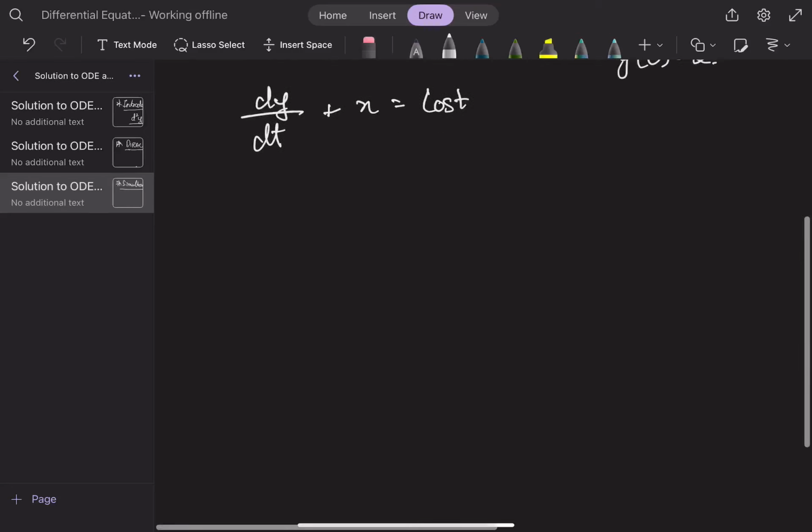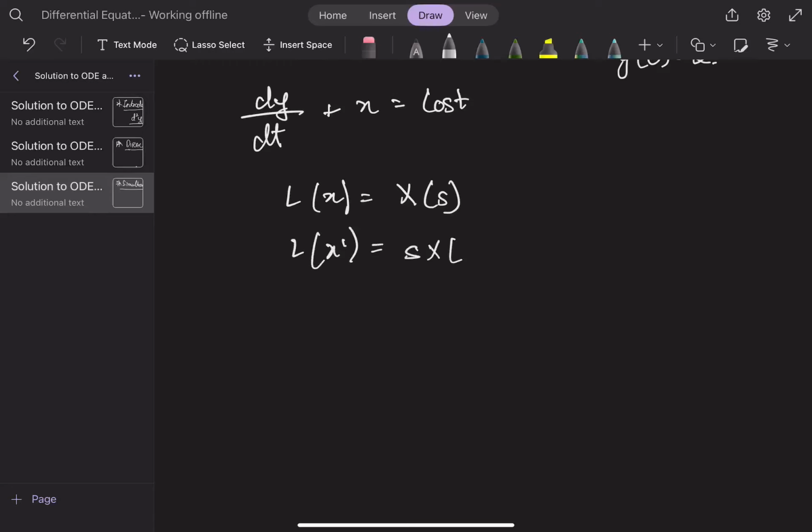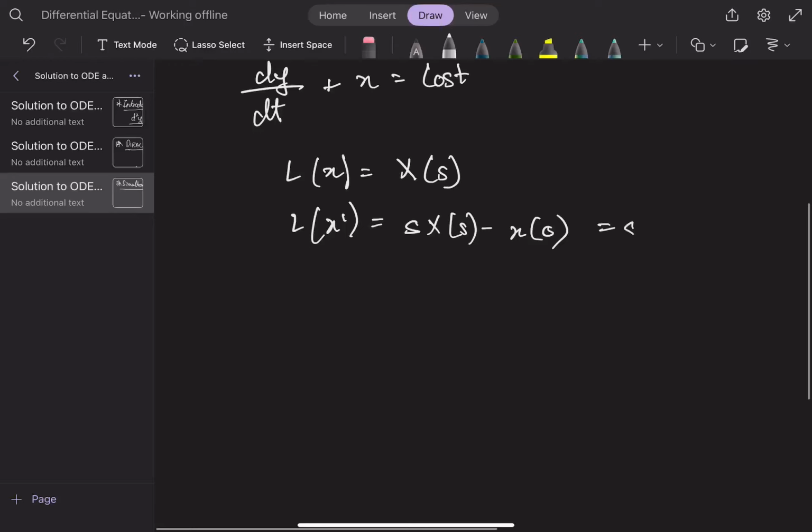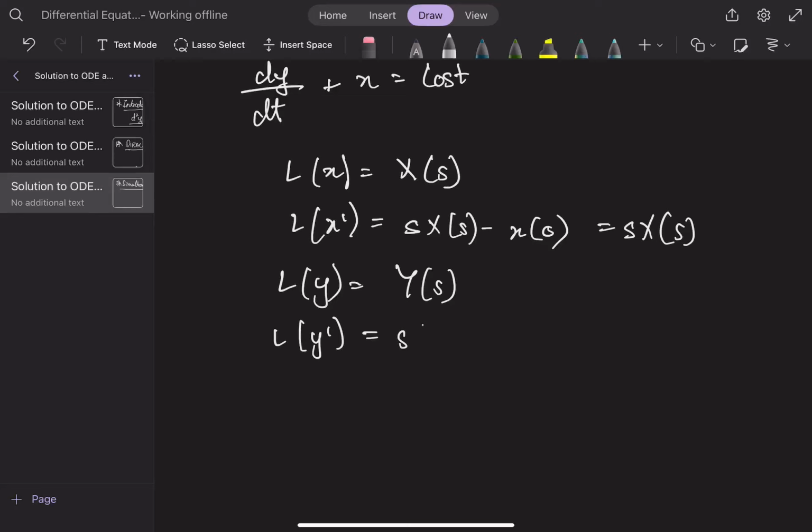First of all, what you're going to do, you're going to write Laplace of x is equal to capital X(s), where X(s) is a function of s. So your L of x' becomes sX(s) minus x(0). Now x(0) is given as 0, so this becomes sX(s). Similarly, Laplace of y is capital Y(s). Laplace of y' is sY(s) minus y(0), which is sY(s) minus 2.